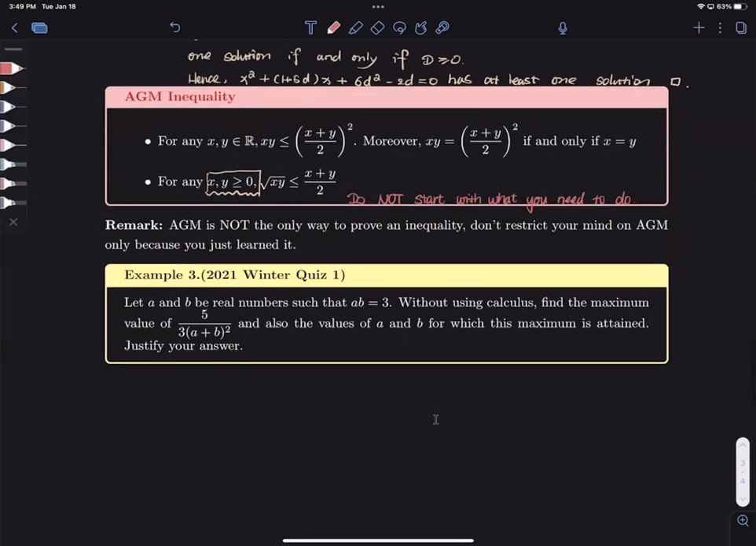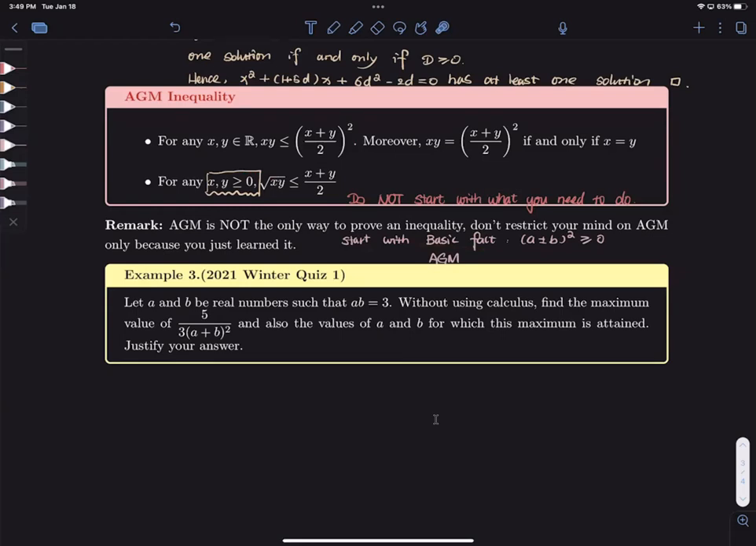What you should start with are base facts or something you know is true. You can start with any base fact you know. For example, the most common one will be a plus or minus b squared is greater than or equal to 0. This is the most commonly used base fact in inequality. And you can also start with AGM, either this one or this one. If you have them be positive or non-negative, you can use this one. But those are something you should start with.